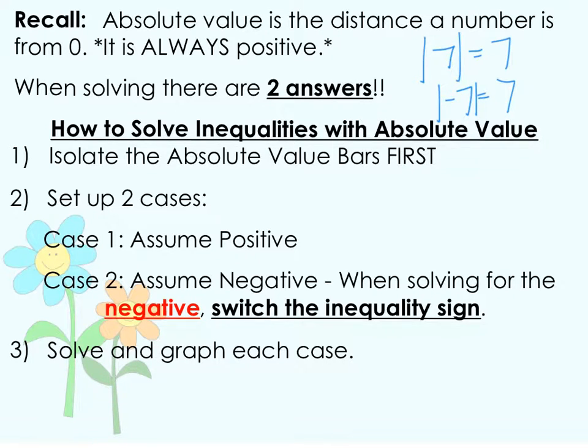So when we're solving, we don't know exactly what this number is inside the absolute value. We don't know if it was a positive 7 to start with or if it was a negative 7 to start with. So that's why anytime you see absolute value bars and you're solving the equation, there are always going to be two answers. For every single one of these, there's going to be two answers to them.